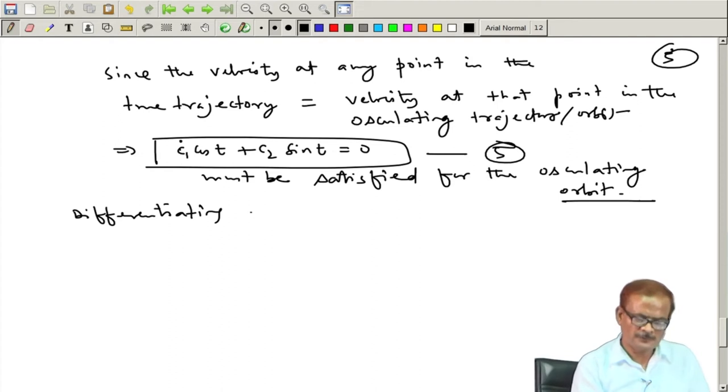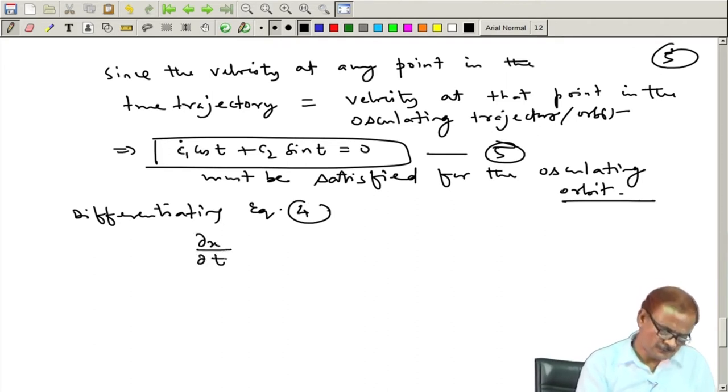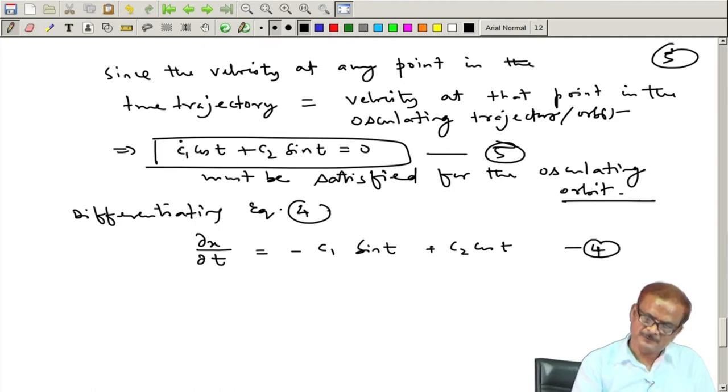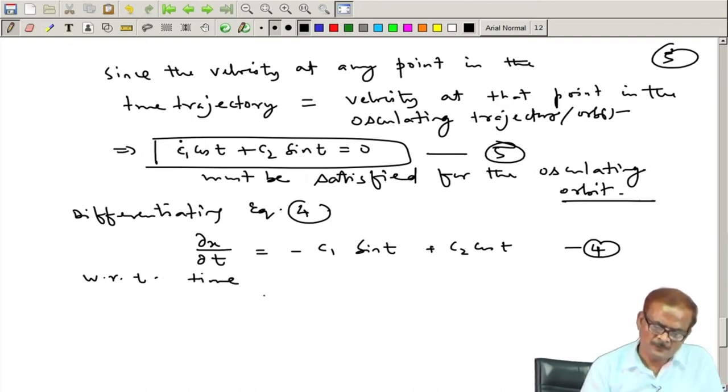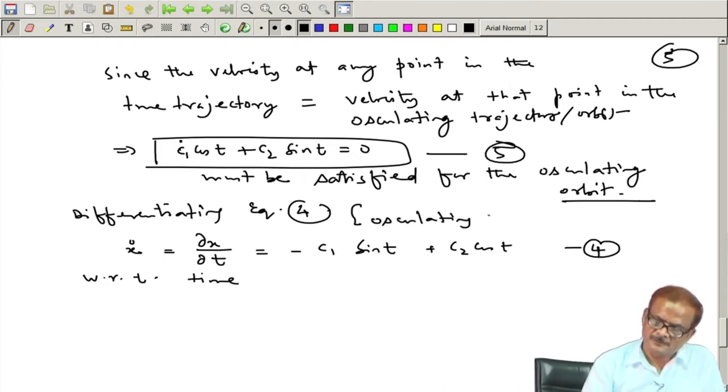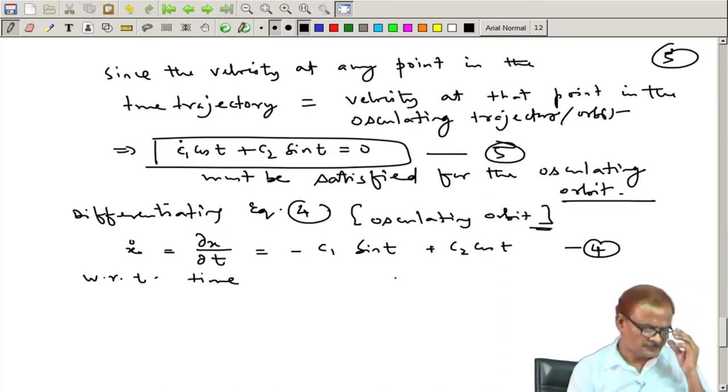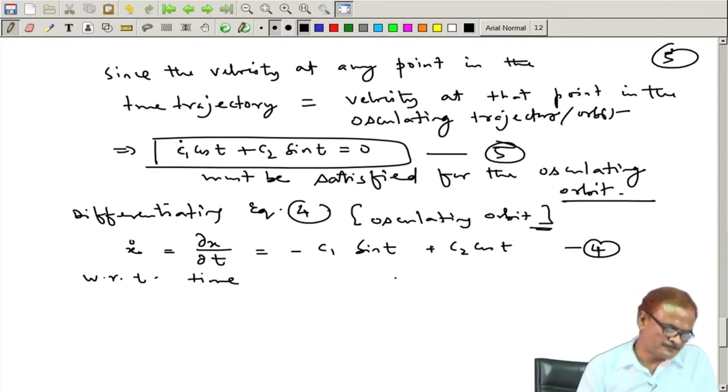Next, differentiating equation 4, which we have written as dou x by dou t equal to minus c1 sin t plus c2 cos t. This was our equation 4. So, we differentiate this with respect to time. Next, differentiating equation 4 with respect to time, and for the osculating orbit, we are representing this. So, if we are differentiating for the osculating orbit, we write it this way.